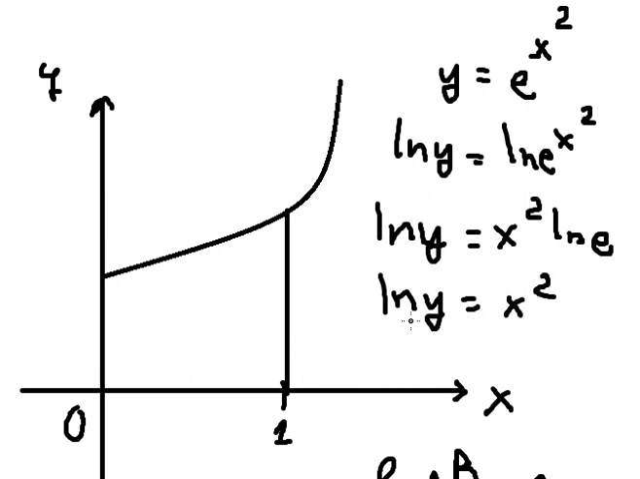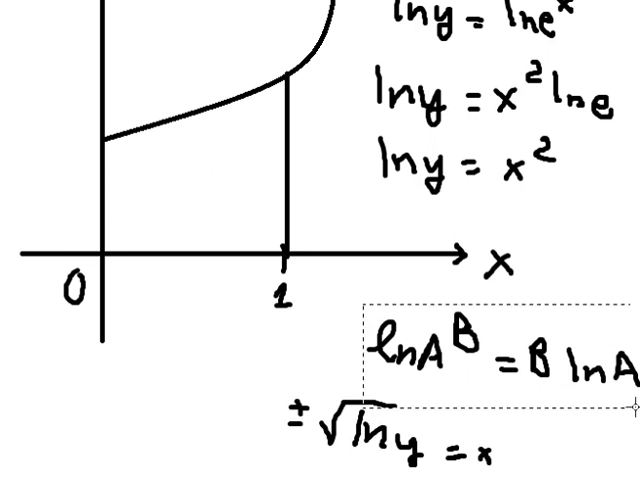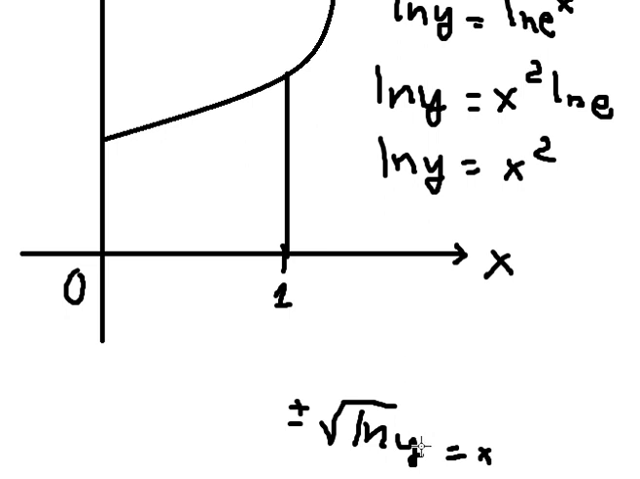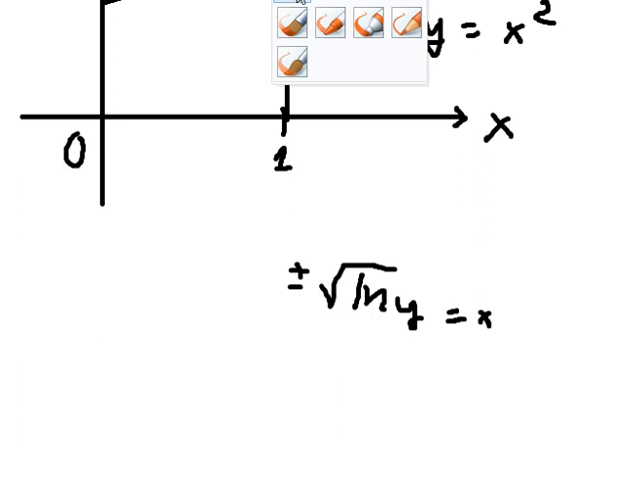Now we put the square root on both sides, and we have it like this. So we have positive and negative. If we look carefully, this one is similar to this one here.